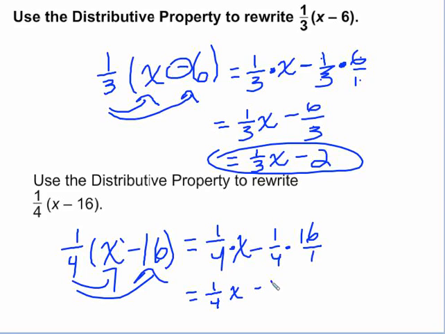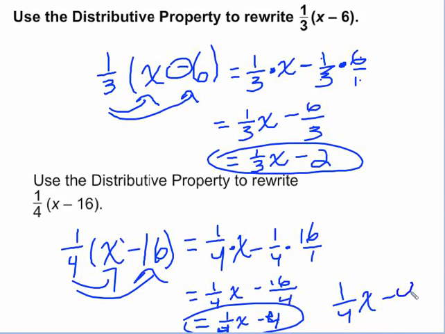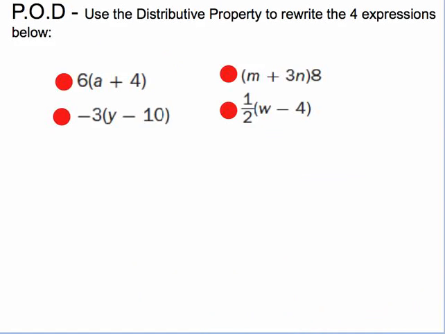So 1 times 16 is 16. 4 times 1 is 4. Well, that simplifies out to 1/4 x minus 4. And that should be a 4. So my final answer, which I'm going to rewrite, is 1/4 x minus 4. Okay, so let's take a look at that problem of the day.